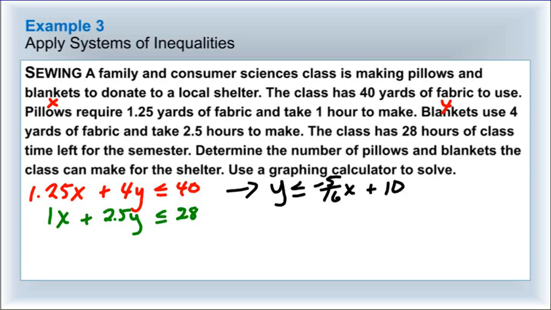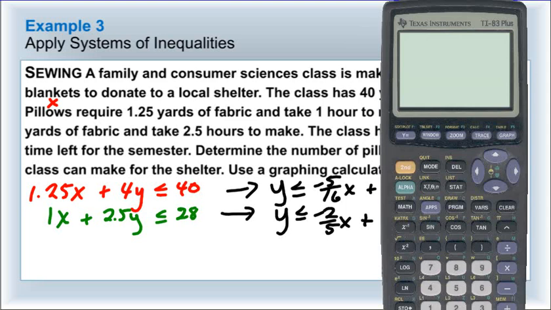and then 40 divided by 4 would be a positive 10. And this other one, I would subtract 1x on both sides and then divide by 2.5. So negative 1 divided by 2.5 would give us y is less than or equal to a negative 2/5 x plus 28 divided by 2.5 would give us 11.2. So those are our two equations that we're going to use to graph. So I'll grab my calculator and then we'll show you how to graph it on your graphing calculator.